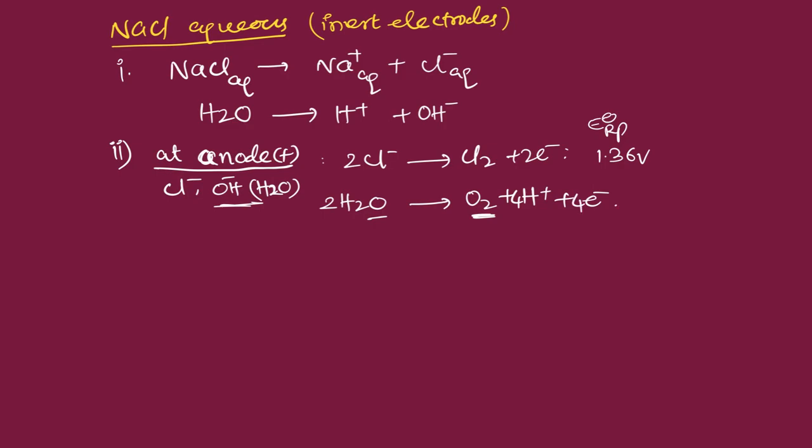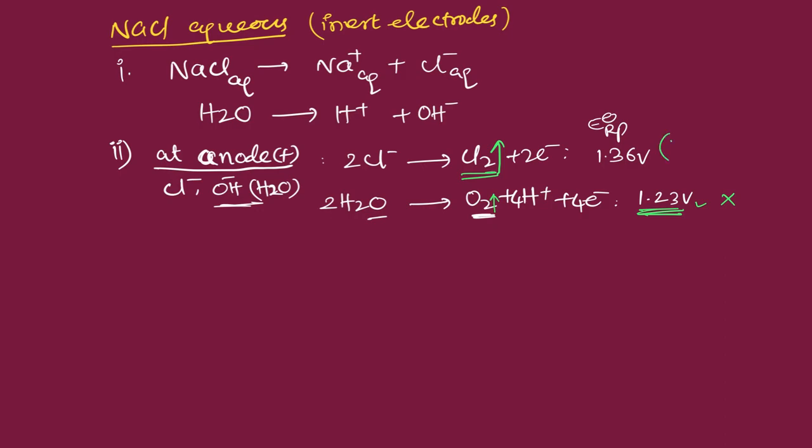Total balanced equation, its reduction potential value is 1.23 volt. So already we know that at anode a lower reduction potential value is required. Therefore, which one will undergo oxidation? 1.23 volt. But actually, according to the values, oxygen would be the product, but this is not the case. I will tell you: the product formed at anode is Cl2. That is due to overpotential.